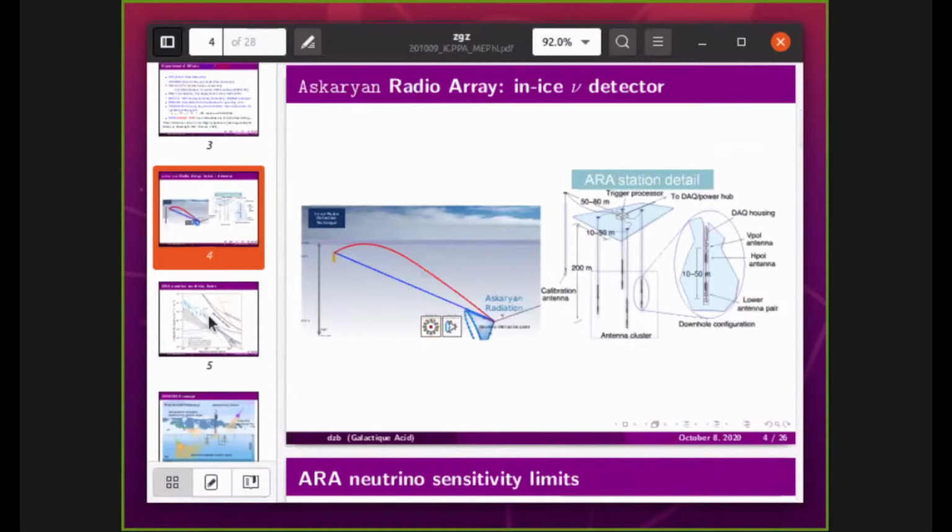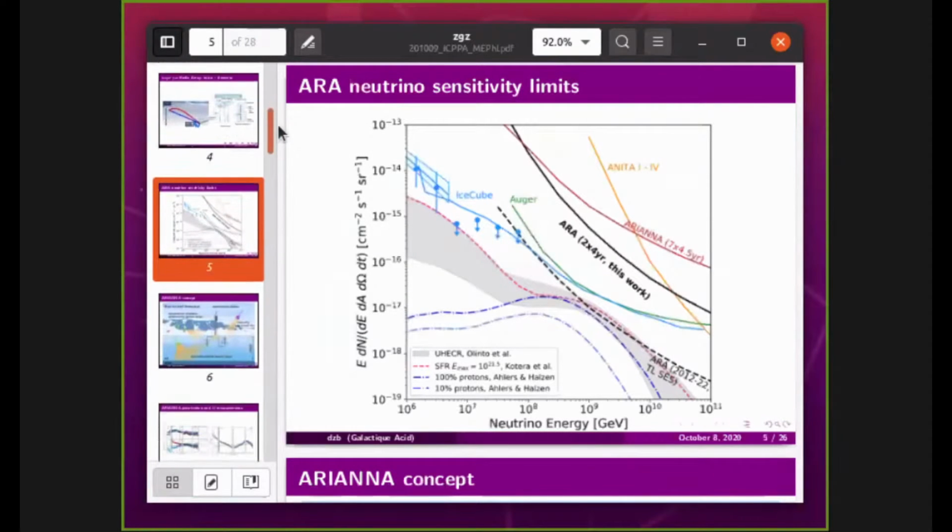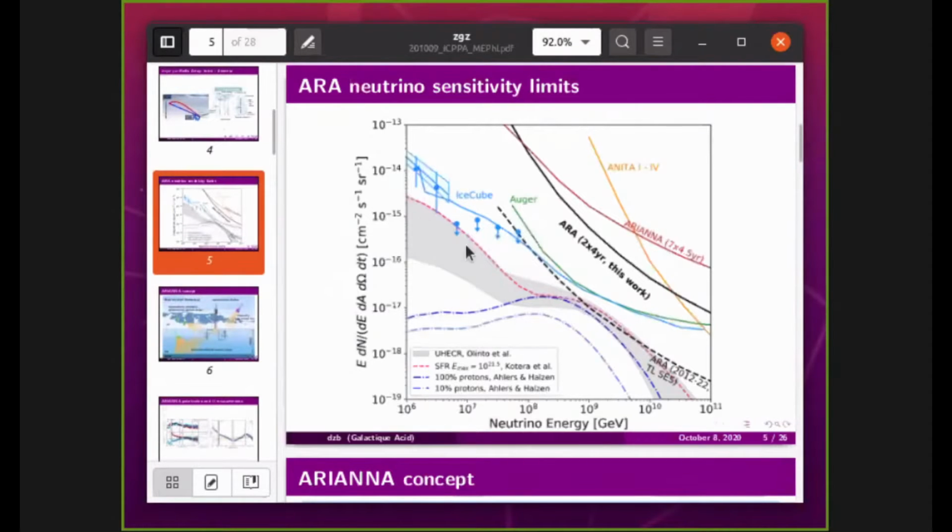meters or so. And here are the flux limits that ARA has been able to produce from their most recent publication. What's shown in black are the flux limits. What's important, I think, is that the shadowed band indicates what the theoretical prediction is. So you see that even with the current experimentation, we're still about an order of magnitude away from the theoretical prediction. This can be improved and will be improved by looking at more data.